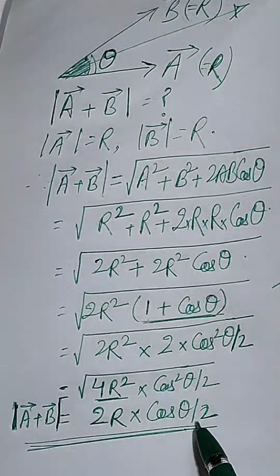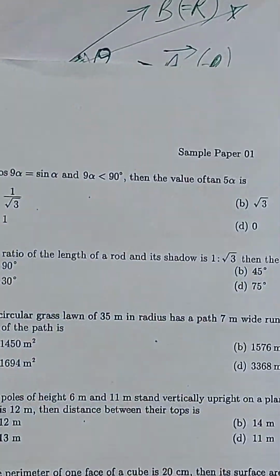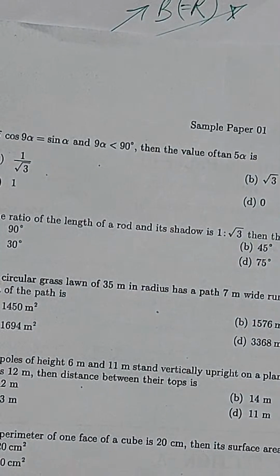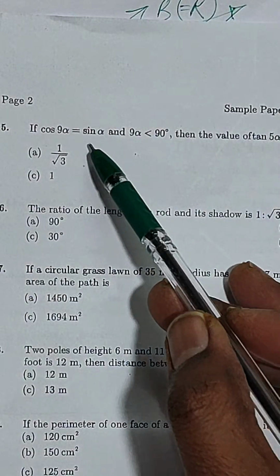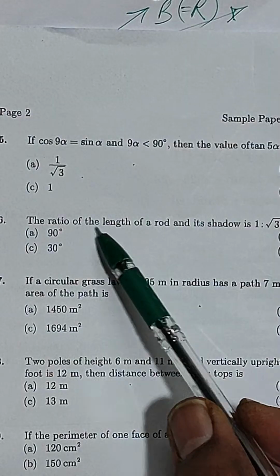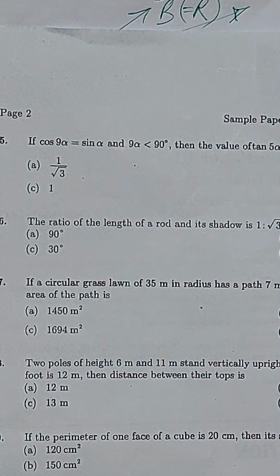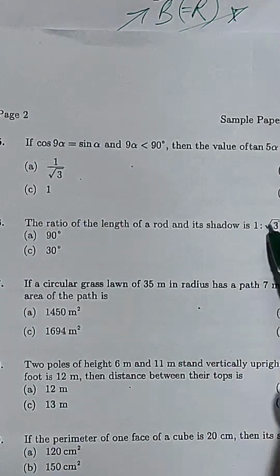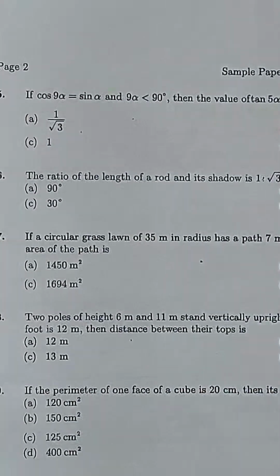Yeah, 2r cos theta by 2. Yes. So we have taken one question. Maybe this question we have already discussed, cos 9 alpha in today's study session. It's given that the ratio of the length of a rod and its shadow is 1 is to root 3, then the angle of elevation, definitely tan theta, when it's 1 by root 3, it's 30 degree. So these questions are okay.